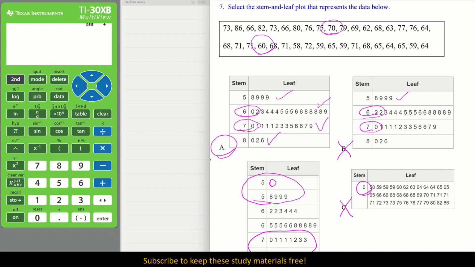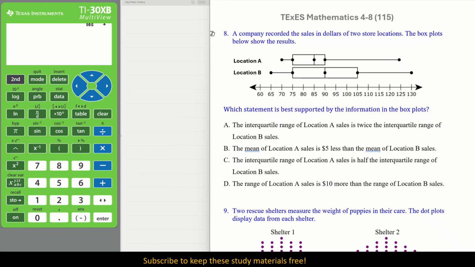All right, let's go to number 8. Number 8, the company recorded the sales in dollars of two store locations. The box plots below show the results. Okay, so you have location A first, then location B. Which statement is best supported by the information in the box plots? So in this case, we just read them one by one. If we have to use our calculator to prove or disprove, that's what we need to do. So let's look at option A.